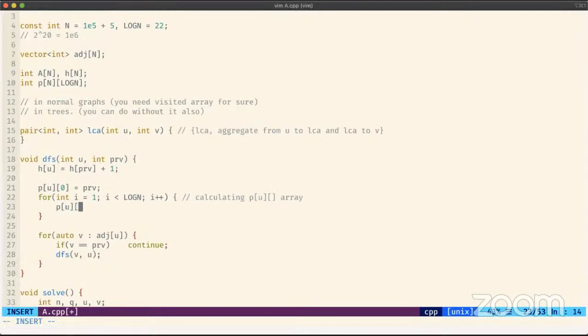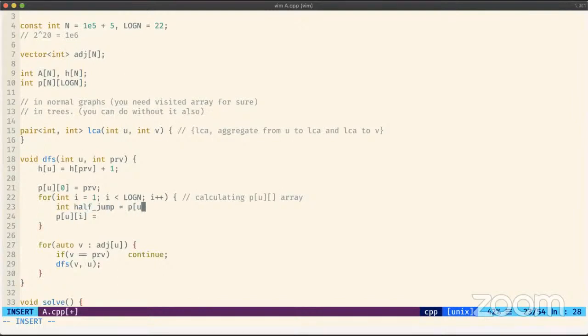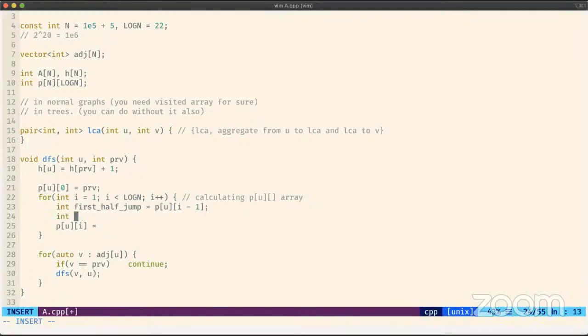The recurrence is pretty simple. It's just this: p[u][i] is equal to p[p[u][i-1]][i-1]. Ta-da! This is slightly tricky to get the first time you see it. I'll try to explain this way. int half jump equals p[u][i-1]. int second half jump is equal to p[first half jump][i-1].